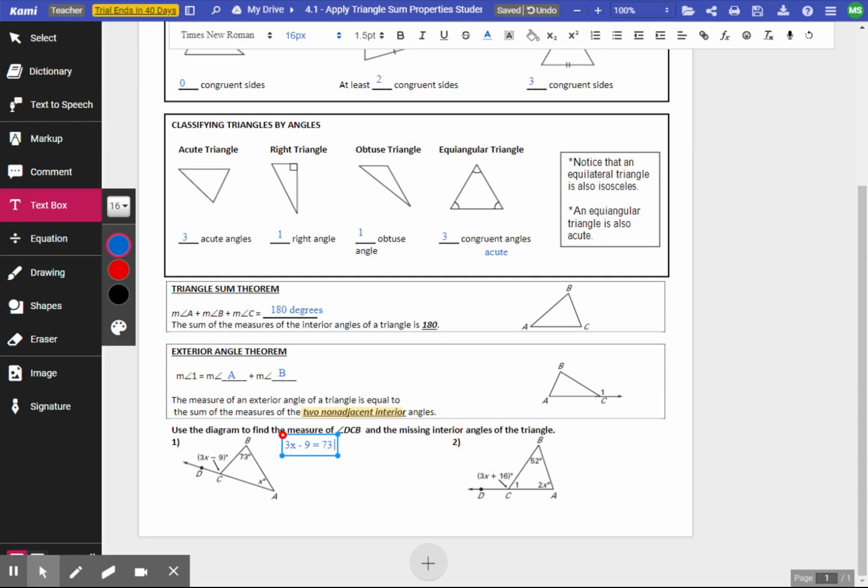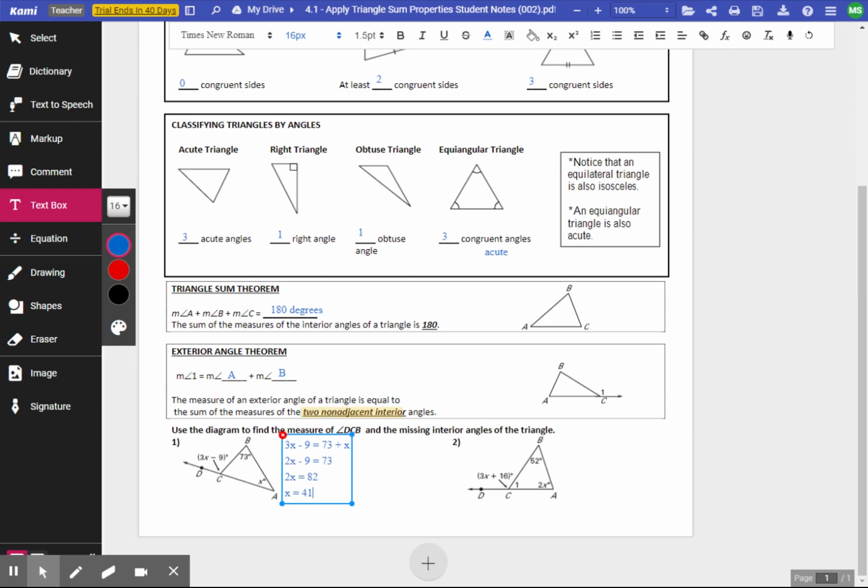So 3x minus 9 equals 73 plus x. Now we'll just subtract x to the other side: 2x minus 9 equals 73. Then we will add 9 to the other side: 2x equals 82. And then divide both sides by 2.